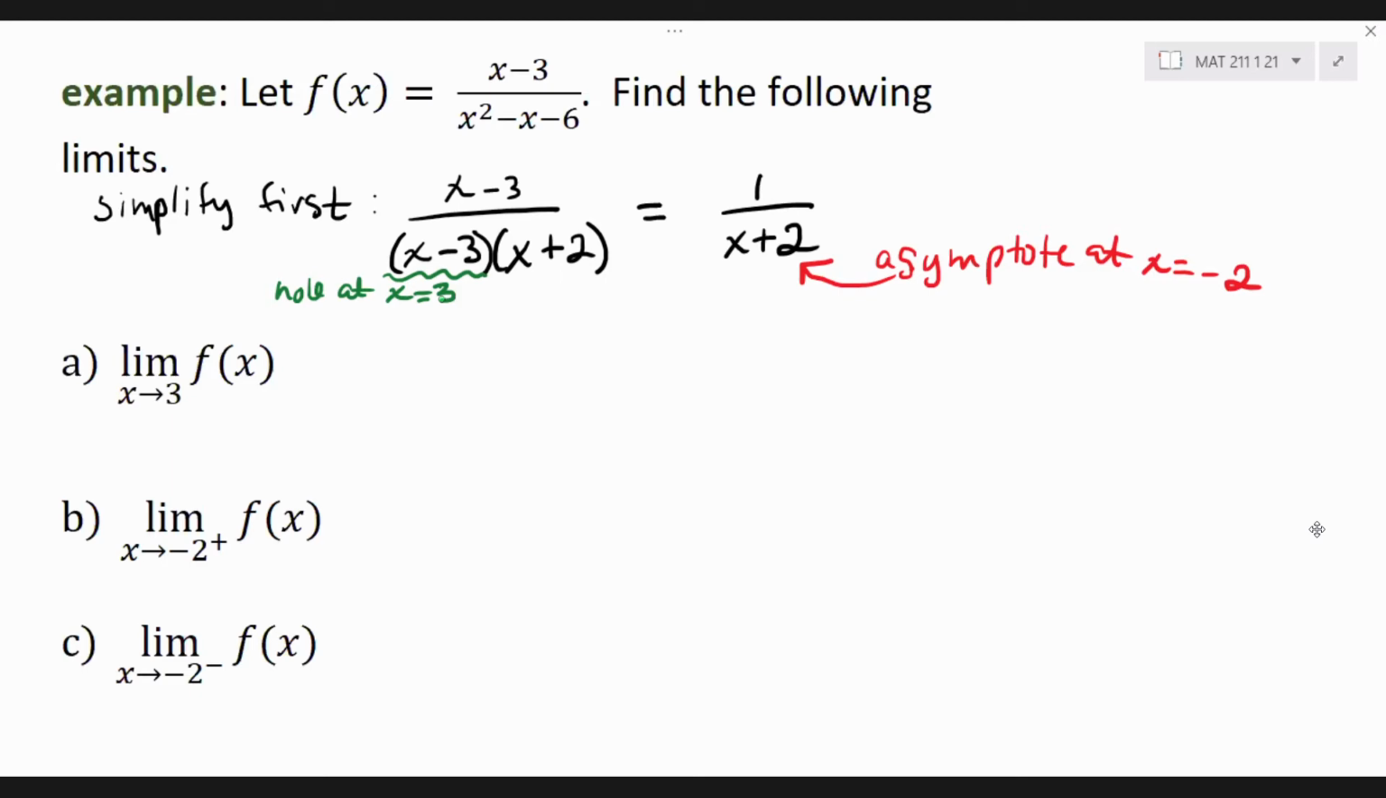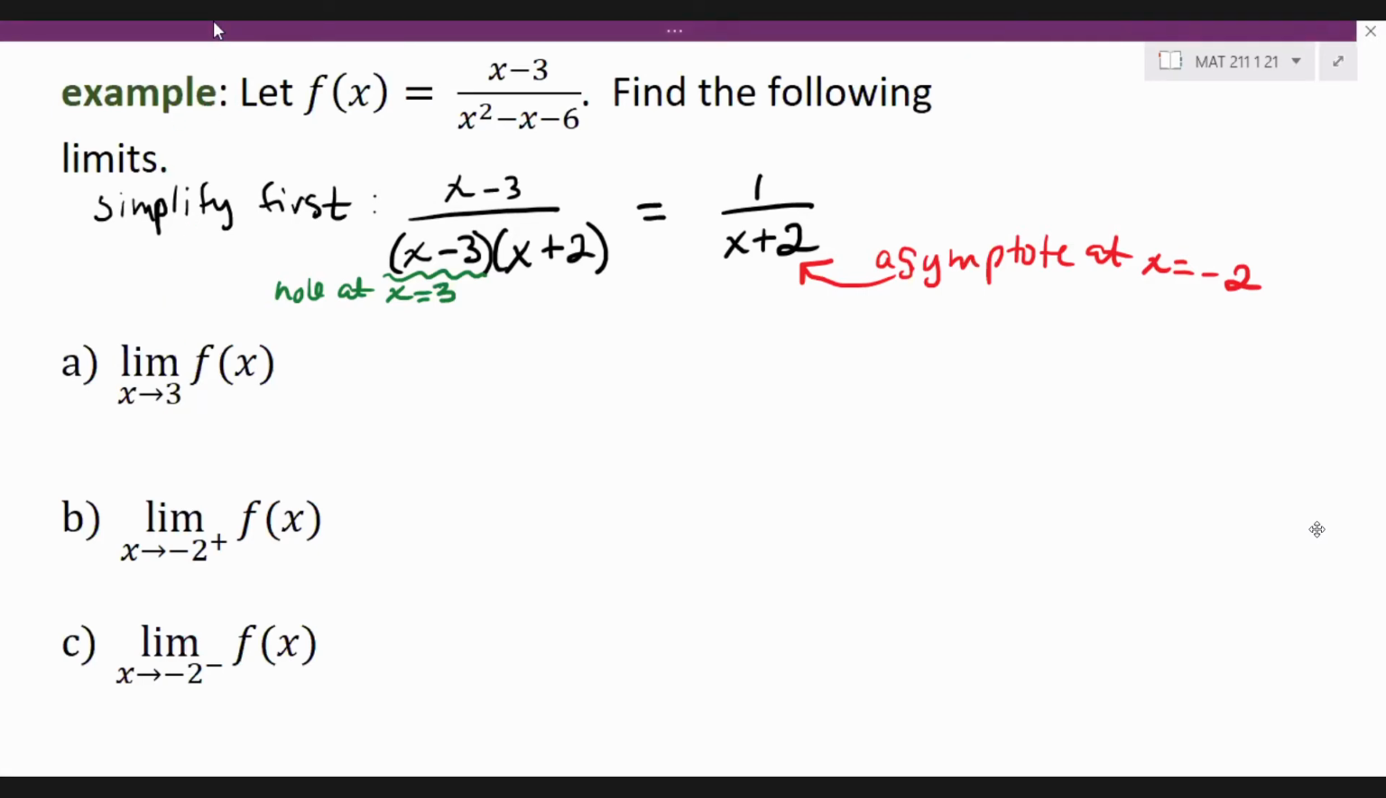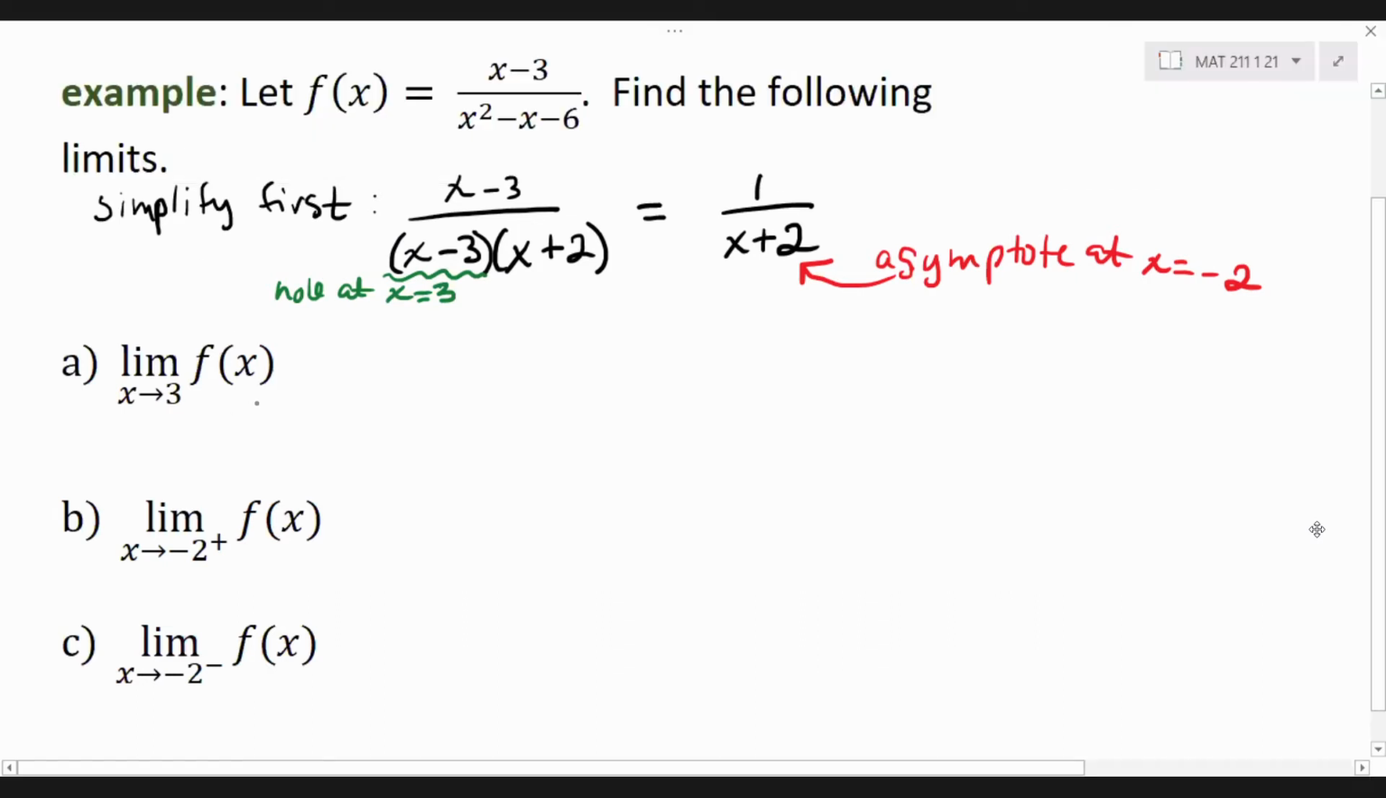So on part A, we are trying to find the limit of f as x approaches 3. That's the hole. How do we go about finding that limit? Plug 3 in for x. Where should we plug it into? Into the reduced fraction. Yes, exactly. We'll plug 3 into the reduced version, and we get 1/5.